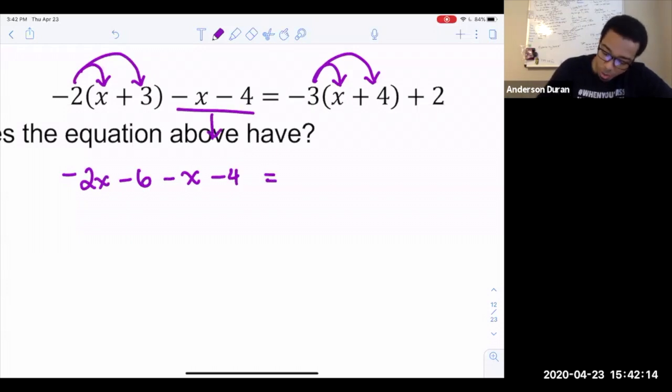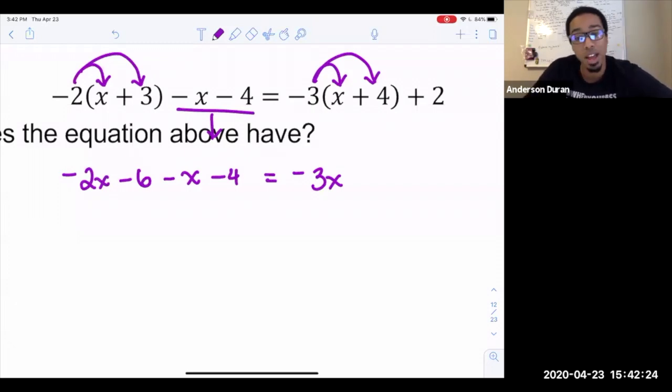And then over here on the right side of the equal sign, -3 times x, everybody. What's that going to give us? Correct. Thank you for being attentive there. Then -3 multiplied by 4. What's that going to be? Correct. -12, a positive times a negative gives us a negative.